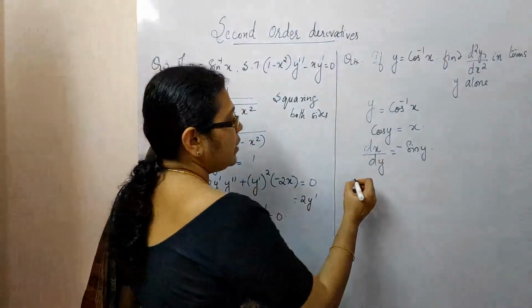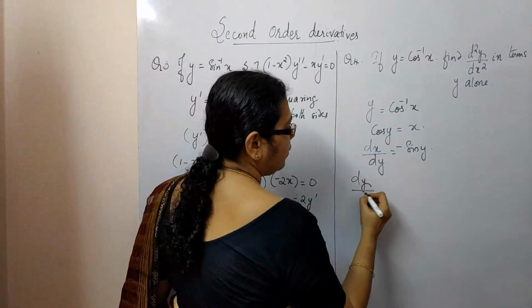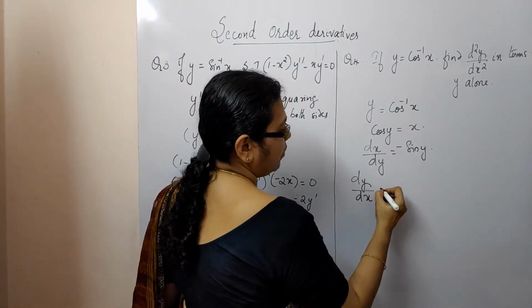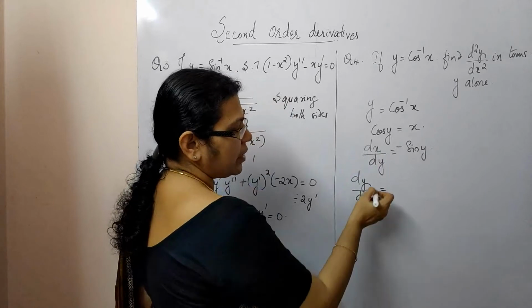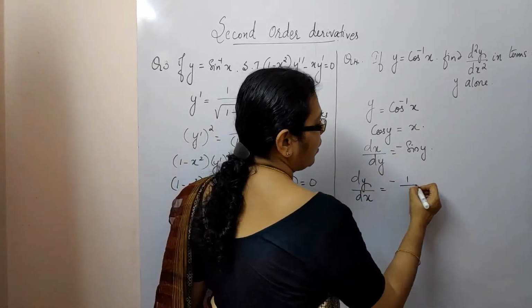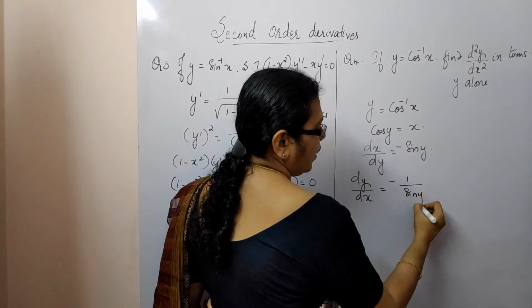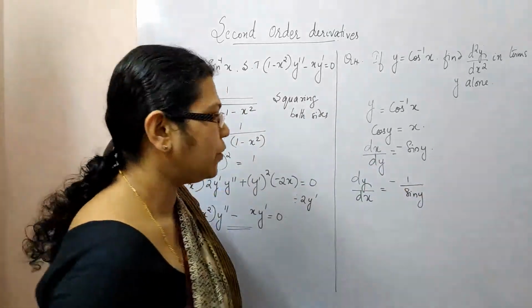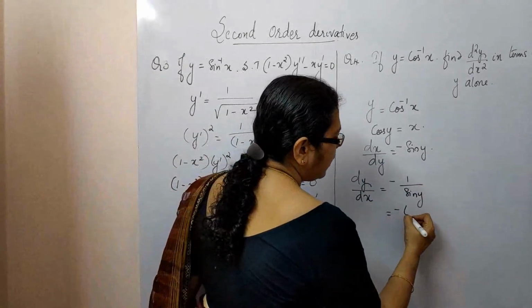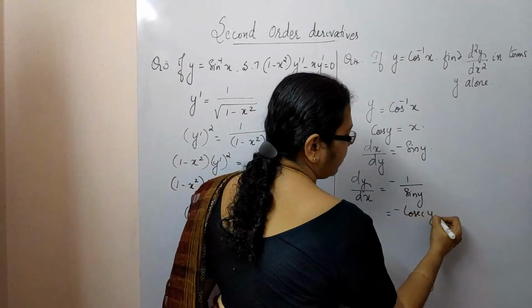Now, what is dy by dx? Dy by dx is equal to, I have reciprocated this, minus 1 by sin y. I reciprocated the other side also. So, this is equal to minus of cosec y.